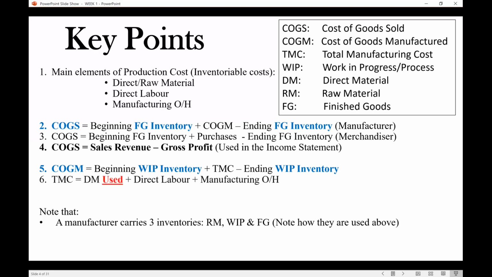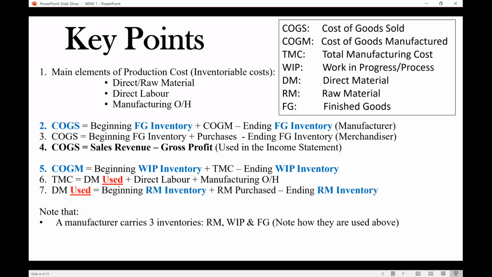From there, we need to find what is TMC, what is total manufacturing cost. And total manufacturing cost is found by direct material used, and the used is underlined for a specific purpose. You can have direct material, you can have direct material purchase, you can have direct material in total, but to find total manufacturing cost, it's direct materials used plus your direct labor plus your manufacturing overhead.